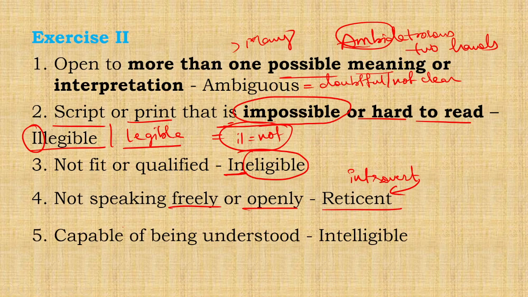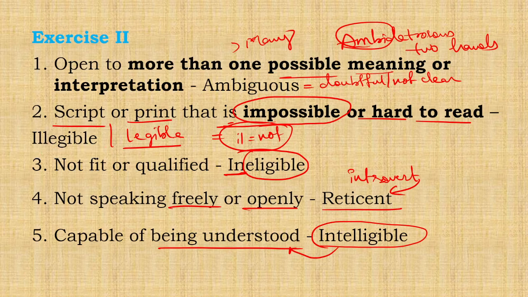Next one. Let us go to the fifth one. Capable of being understood. See, here you can understand. It is intelligible. Intelligible in the sense you can easily understand. Remember these two words carefully. Illegible in the sense you cannot read. It is hard to read, but something you are able to understand is intelligible. Do you know intelligent? An intelligent person understands everything.